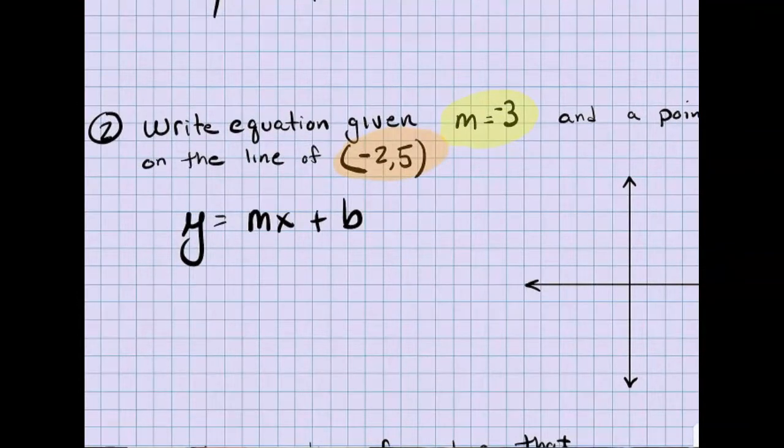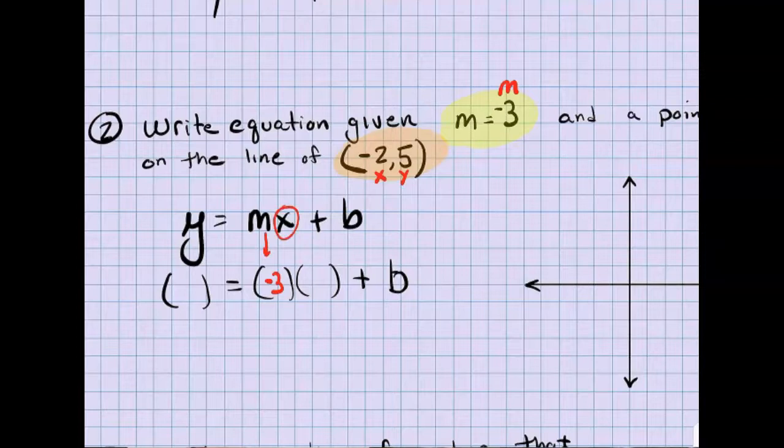And then we need the y-intercept. They didn't tell us that. So I like to write blank equals blank blank plus b. We're going to solve for b. We're going to figure out what b is, because we already know m, x, and y. Right? So m is -3. X is -2, and y is 5.